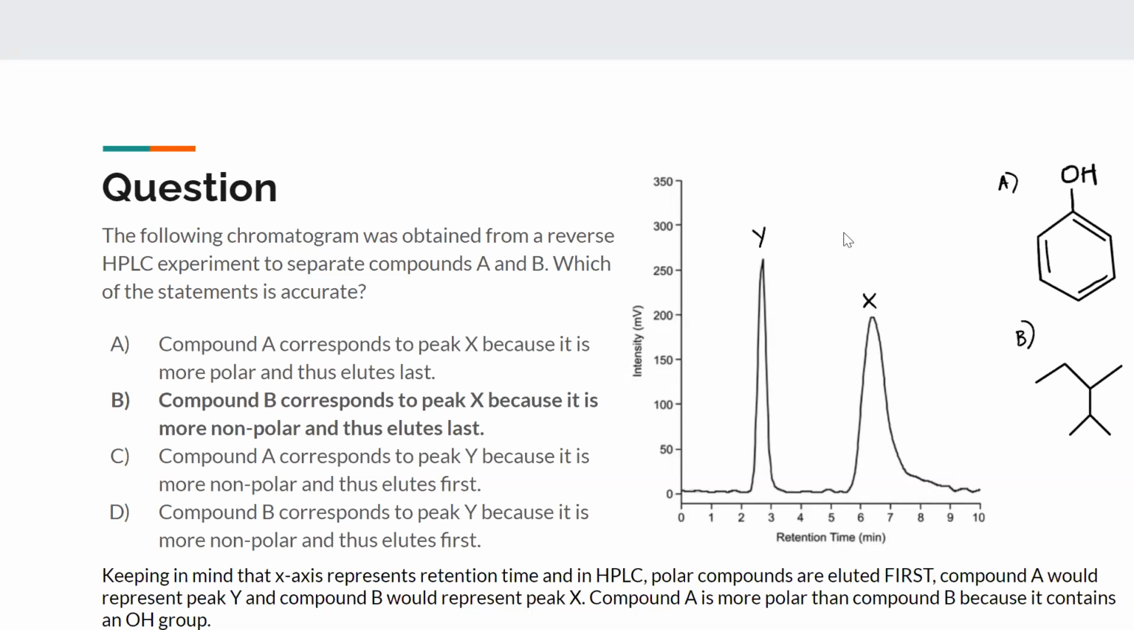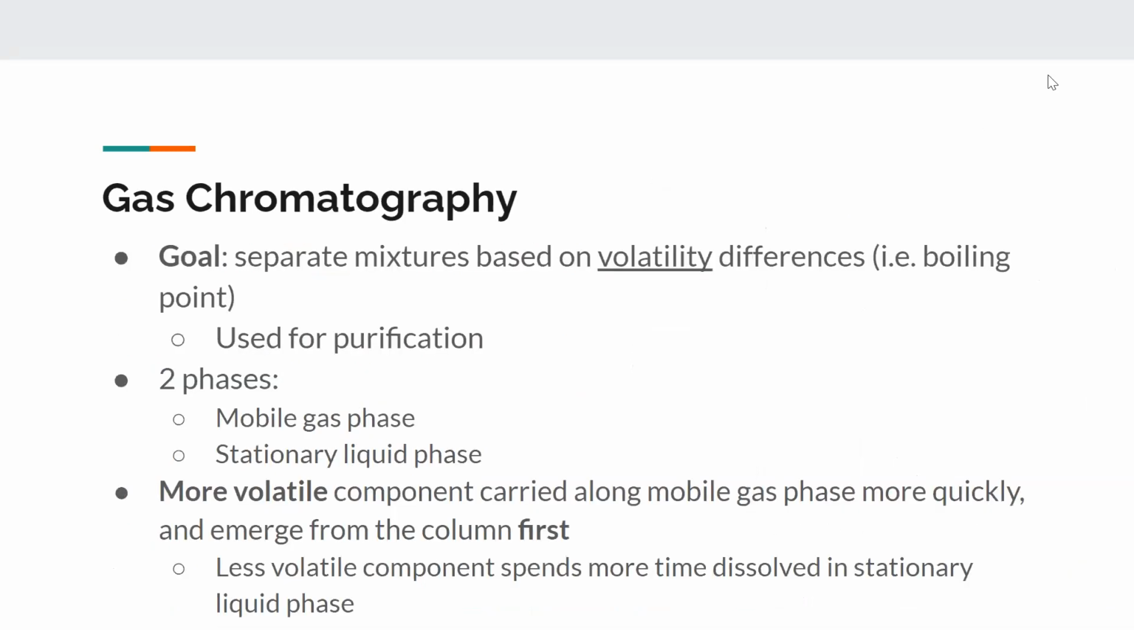Okay, I think we can go to the next slide, please. All right, so finally we are left with gas chromatography. The goal of this technique is to separate mixtures based on differences in volatility. This technique is primarily used for purification. There are two phases, the mobile phase and the stationary liquid phase. So you have to remember that the more volatile compound will be eluted first because it spends less time dissolved in the stationary liquid phase. Inversely, the less volatile component will spend more time dissolved in the stationary liquid phase and will be eluted last.